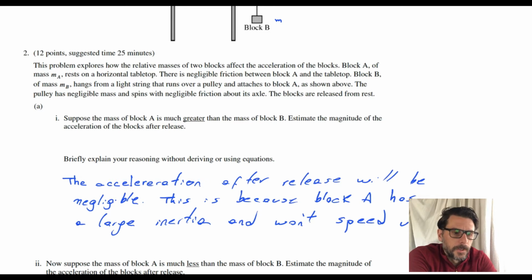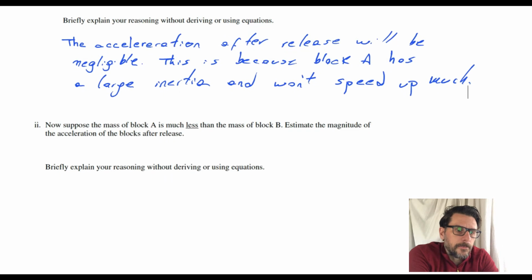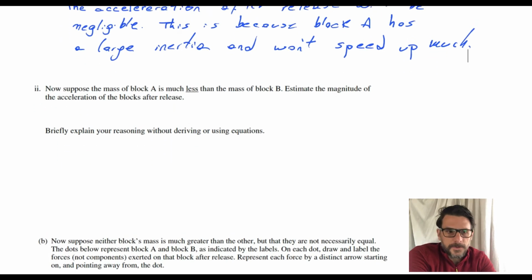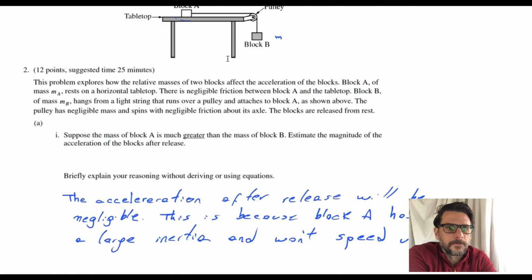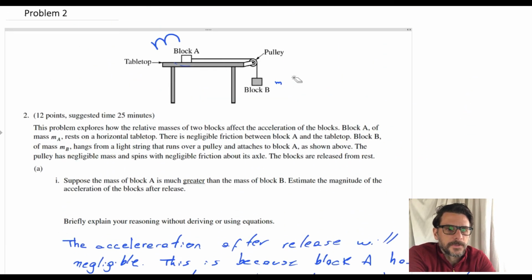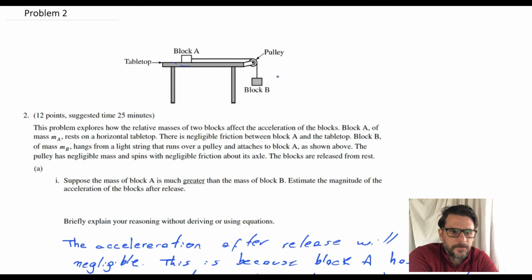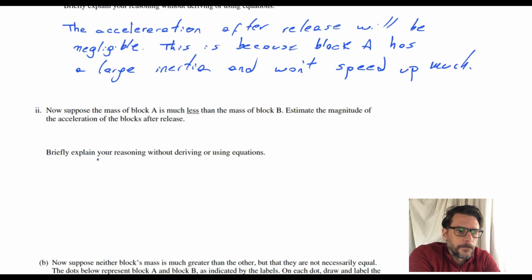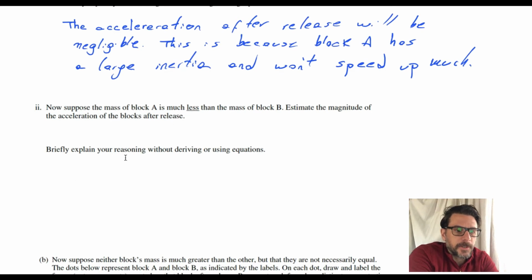That's it. Now, suppose the mass of block A is much less than the mass of block B, like the opposite situation, right? We have a large amount of mass in here, exactly the opposite situation. Giant, massive block B, and a tiny, light block A. Estimate the magnitude of the acceleration of the blocks after release. Briefly explain your reasoning without deriving or using equations.